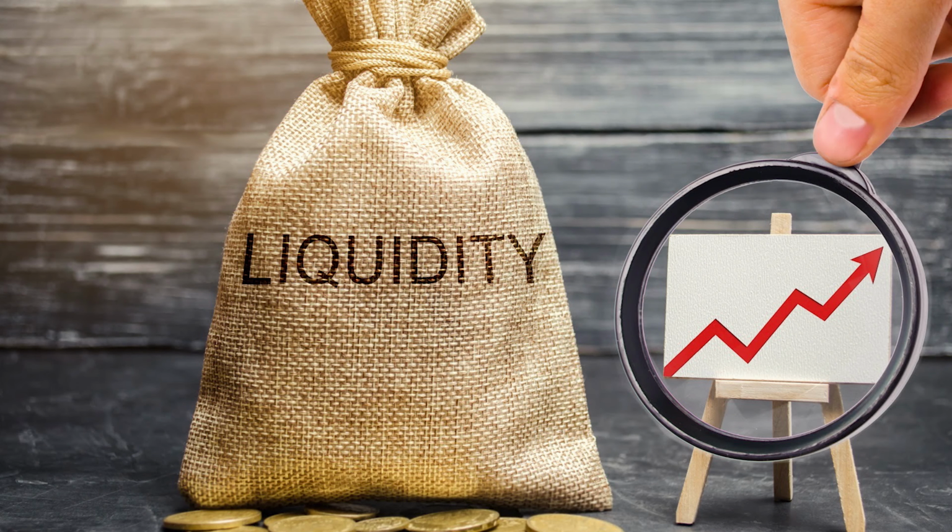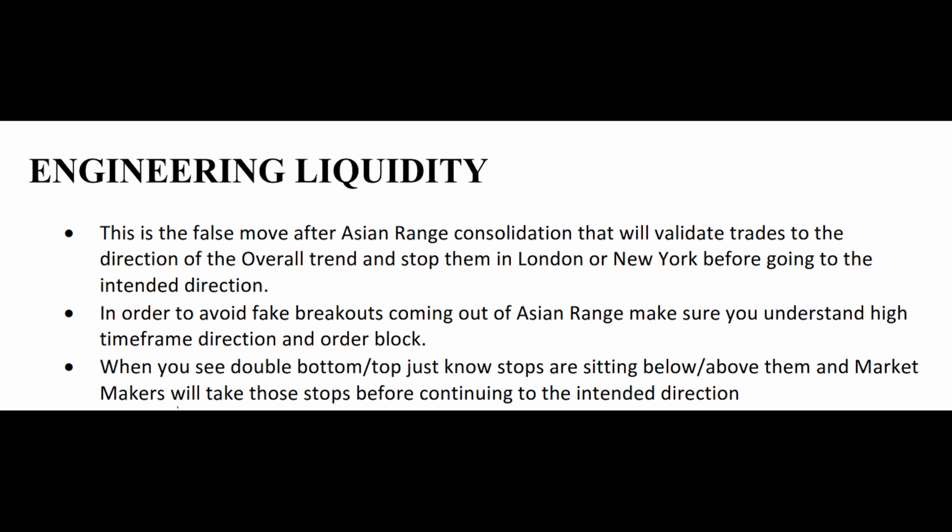Now let's see engineering liquidity. What is engineering liquidity? It is the false move after an Asian range consolidation that will validate traders to the direction of the overall trend and stop them in London or in New York before going to the intended direction. I will explain that further. In order to avoid fake breakouts coming out of the Asian range, you have to make sure you understand the high time frame direction and other blocks.